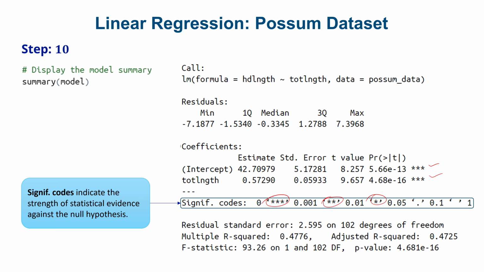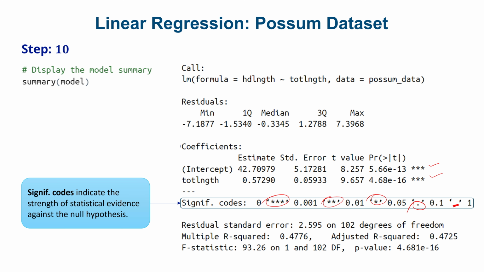A dot signifies marginal significance with a p-value less than 0.1, implying some weak evidence that the variable may be related to the response. No symbol or blank means the variable is not statistically significant with a p-value greater than 0.1, suggesting insufficient evidence to support an effect. These codes help quickly assess which predictors in the model are likely contributing meaningfully to explaining the variation in the dependent variable.